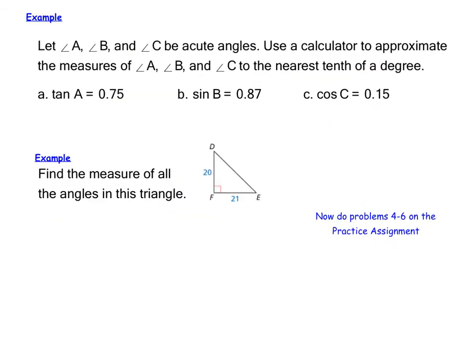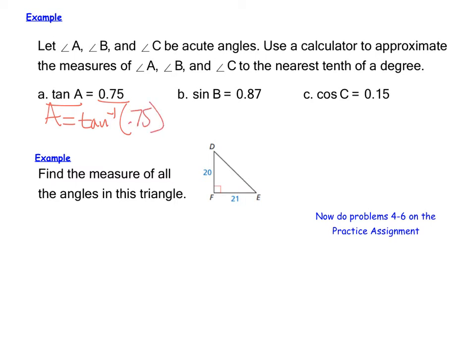So here we have three angles, not necessarily in the same triangle, just three acute angles, and we want to find the angle measure. Here we're told the tangent of some mystery angle is equal to 0.75. Well, what we're going to do is rewrite this. We're going to go in reverse, kind of undo this by saying A is the inverse tangent of 0.75.